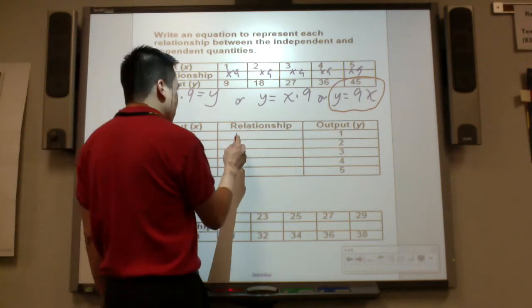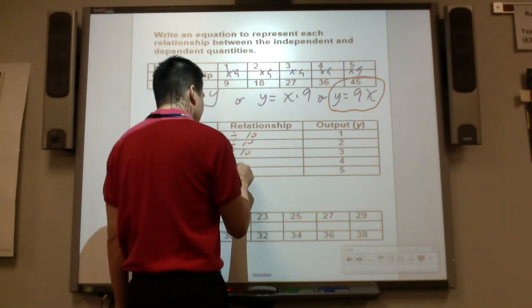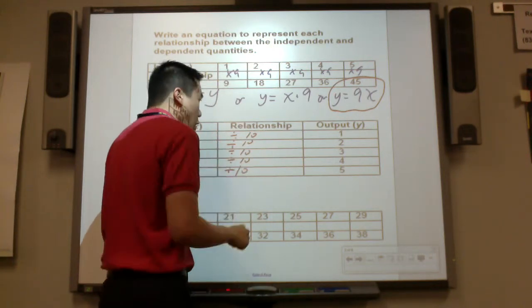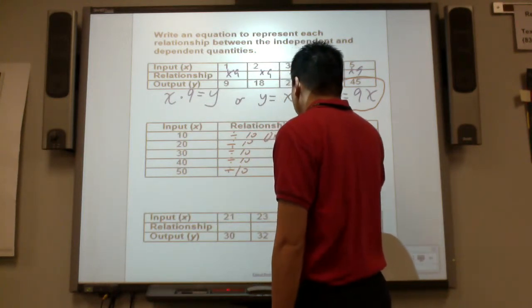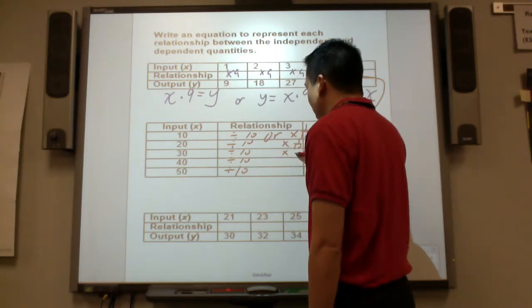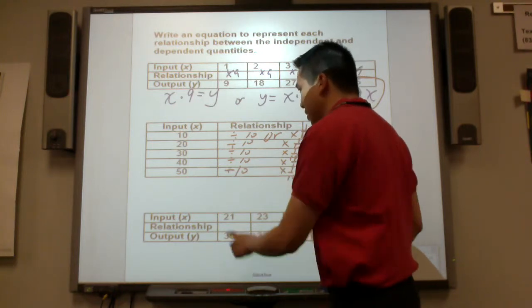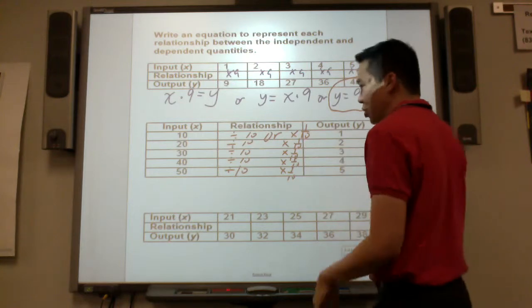Next one, what's the relationship here from 10 to 1, 20 to 2? From what I can tell, you're breaking it down, so I'd say you're dividing by 10. Or, to be fancy, another way to say it is you're multiplying by 1/10. Because 10 times 1/10 is 1. 20 times 1/10 is 2, and so on.